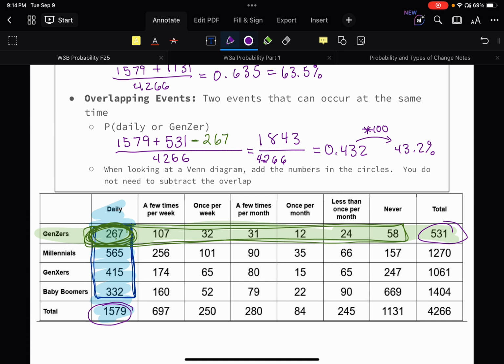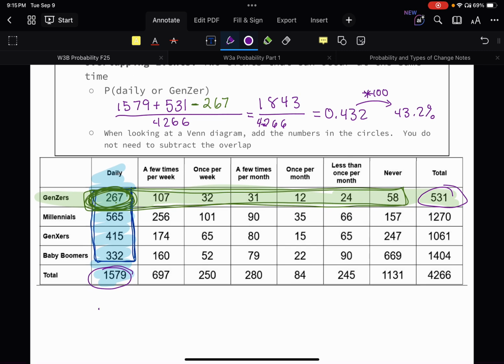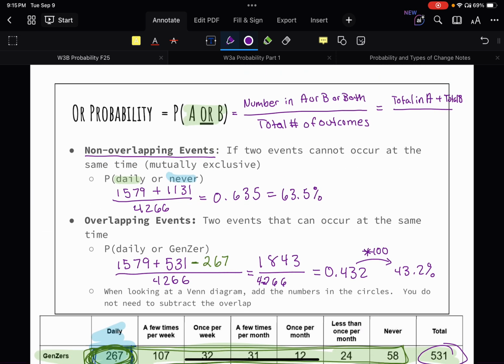So if you're worried about that overlap piece, one option is just to add up all the numbers separately. I could have gotten to that same probability by just going 332 plus 415 plus 565 plus 267. Oh, I don't want to add it again, so I'm then going to move on to the 107 plus 32 plus 31 plus 12 plus 24 plus 58. That would get me there. It's just a lot of numbers to add. And so often we like that shortcut of the totals. And so that's why I said number in A or B or both.